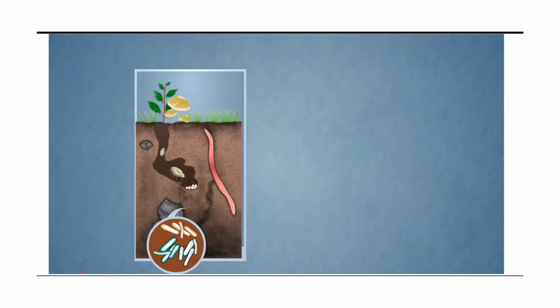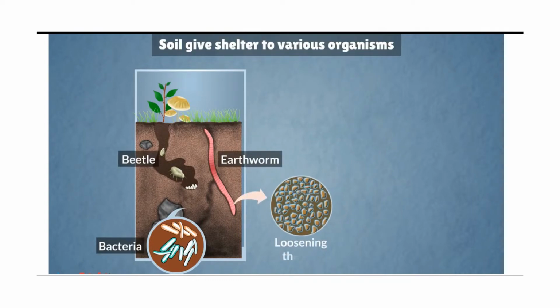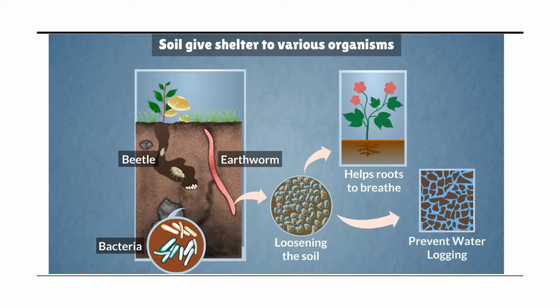Soil gives shelter to various organisms like earthworms and other microorganisms. They help in loosening the soil. It helps the roots to breathe and allows water to pass, preventing waterlogging.